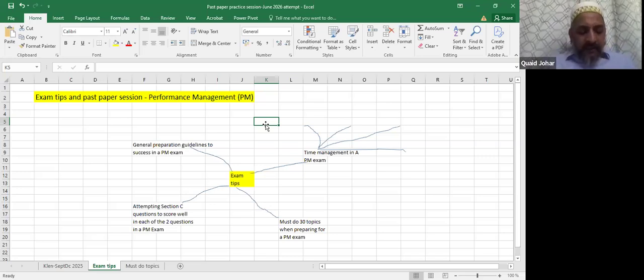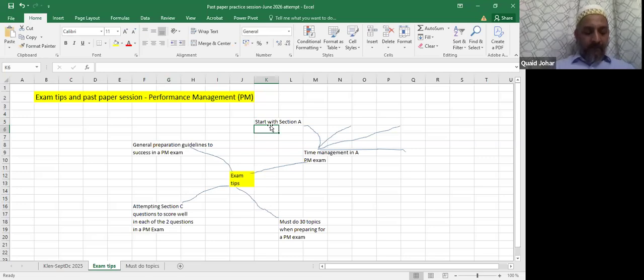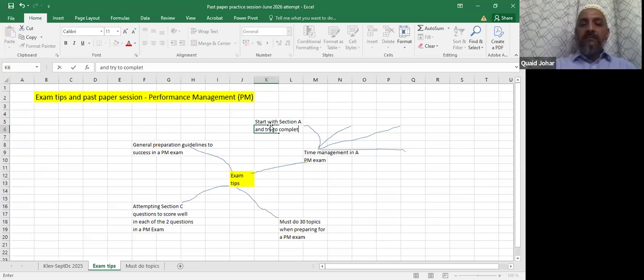Okay, now the time management. The first thing, in section A, you will be starting with section A. Take 5 or 10 minutes to just go through the exam in the beginning, and then start with section A. Try to do and complete section A in approximately 45 minutes, right? And then move on to section B.